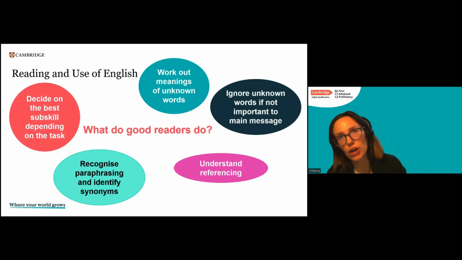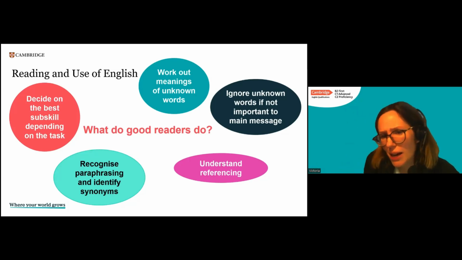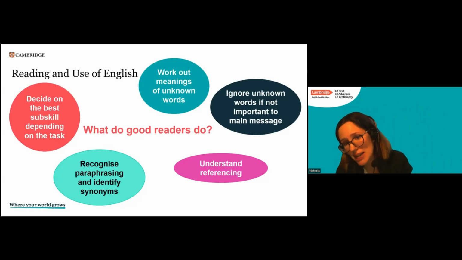They also know how to deal with vocabulary. For sure, we will always find words that we don't understand. I think this also happens in our mother tongue, depending on the topic we are reading about. But it's important that we know how to cope with these unknown words. We need to decide if they are vital to understand the main message, and if so, we need to try and work out their meaning. Okay, trying to think about the context, the word class, if it has a negative prefix.